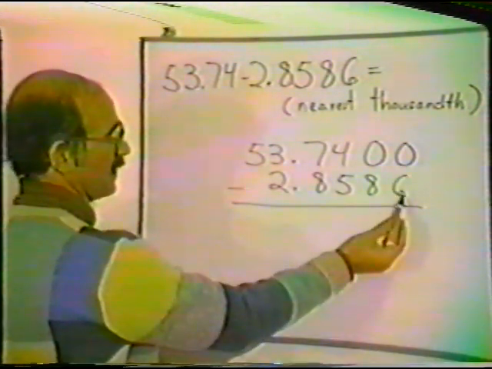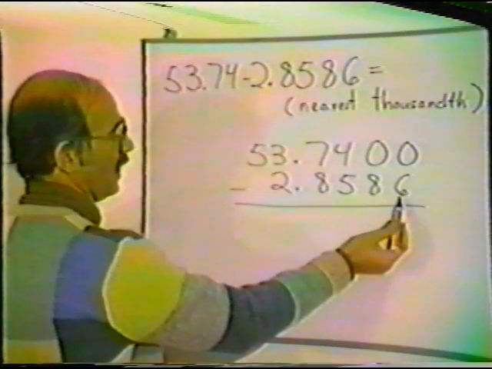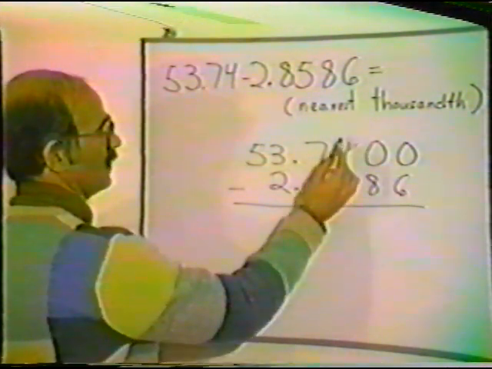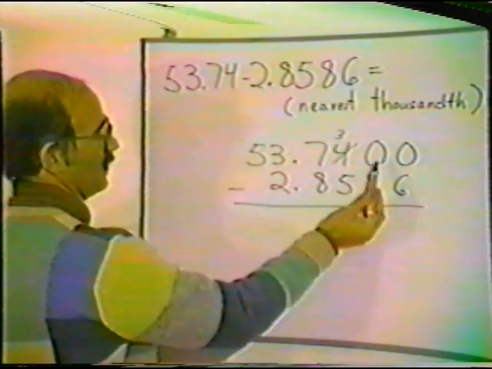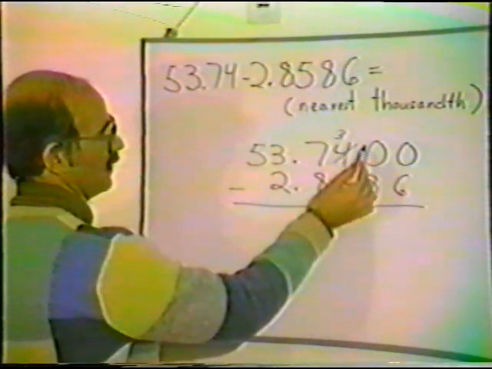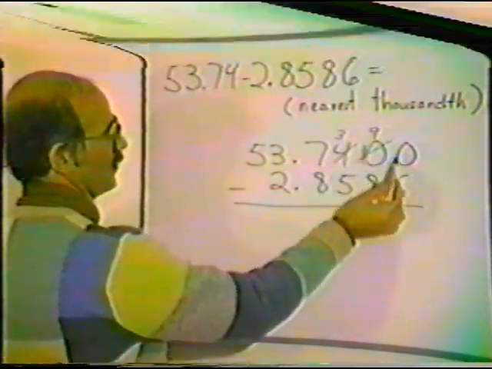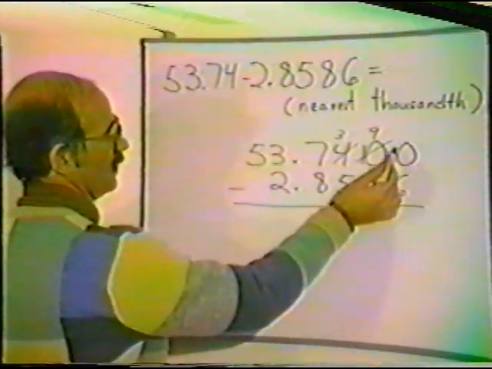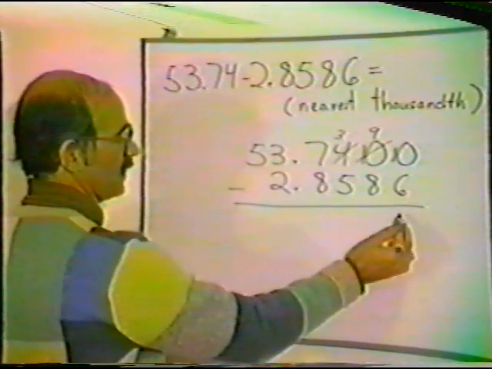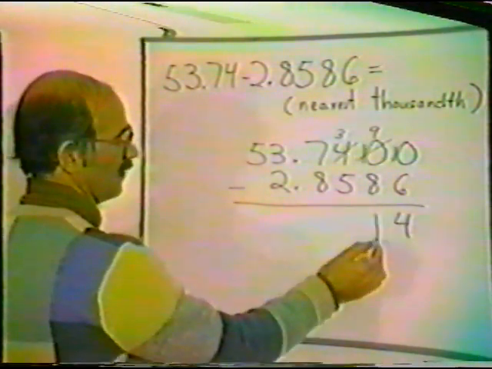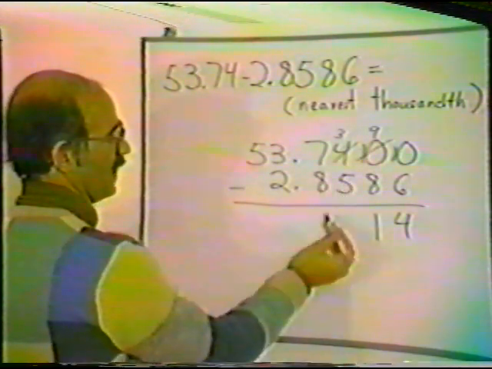0 take away 6. Can't do. I borrow from the 4. The 4 becomes 3, so the 0 can become 10, and the 10 becomes 9, so this 0 can become 10. 10 take away 6, 4. 9 take away 8, 1. 3 take away 5, can't do.